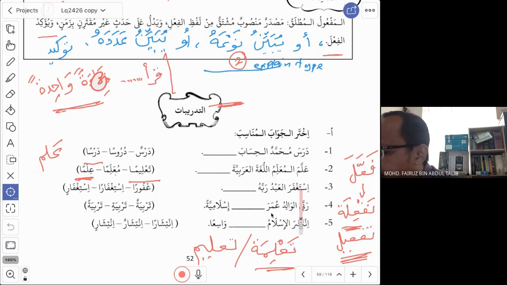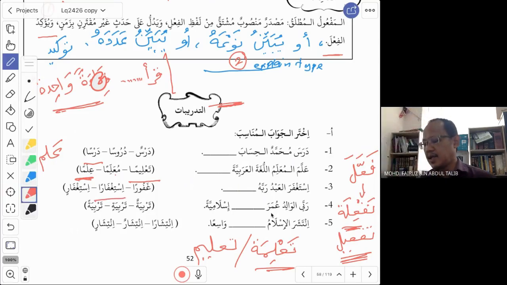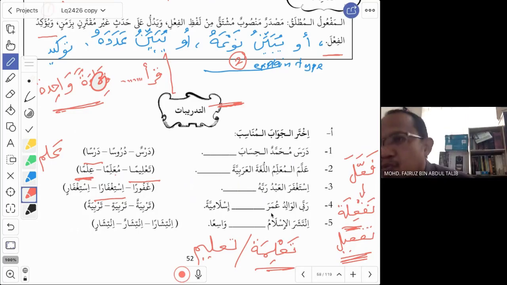Yes, because istighfara is a 6-letter fi'il: alif, sin, ta, ghayn, fa, ra. So you refer to the lesson of masdar and you will see that the masdar of istighfara is istighfar. So we just add an in the end. So we say istighfara al-abdu rabbahu istighfaran. He really has asked for forgiveness. Okay, good.